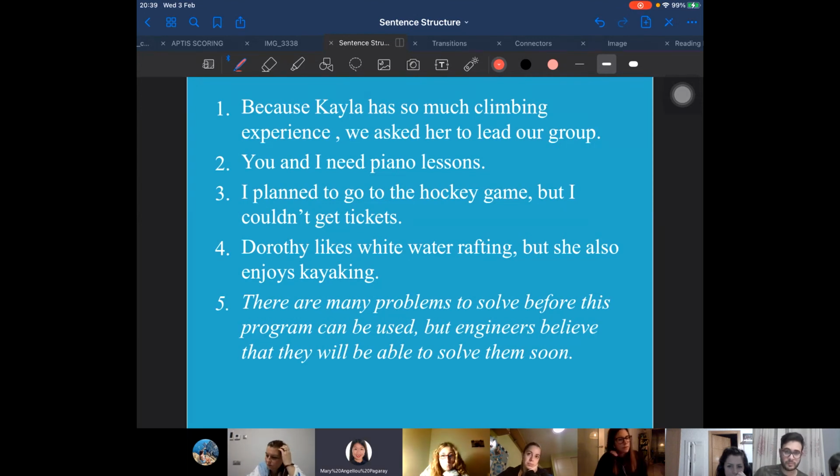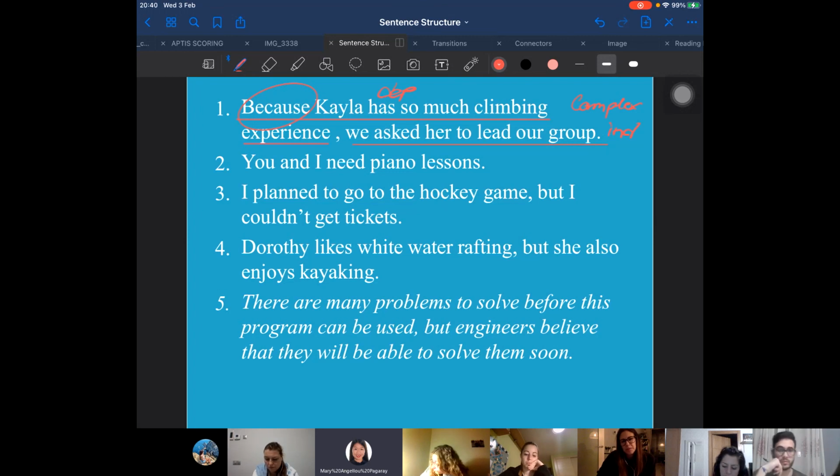Can you please tell me what kind of structure this is and the conjunction that was used? Because Kyla has so much climbing experience, we asked her to lead our group. I think it's complex because it's the subordinating conjunction. And where is the subordinating conjunction? Yes, because. Perfect. And the independent phrase is we asked her to lead our group. Perfect. This is the independent, and this is the dependent. All right, thank you.